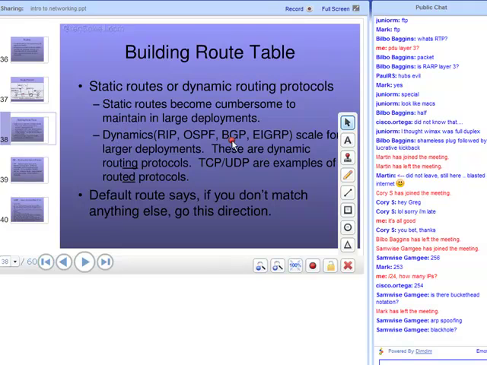Dynamics, that's going to be your RIP, your OSPF, BGP, IGRP, those kinds of good stuff, made for larger scalable deployments. Those are dynamic routing protocols. A routed protocol is going to be TCP or UDP. Routed means it's sent through a router. Routing means that's how you build the route table. A default route says if you don't have a match for anything more specific, then just go this direction. Sometimes it's also called the gateway of last resort.